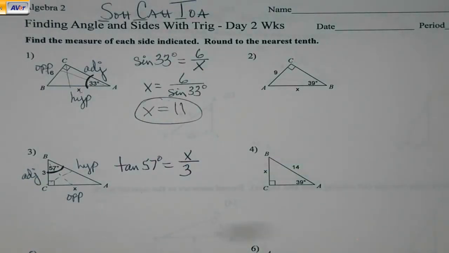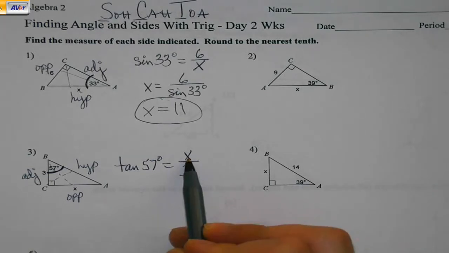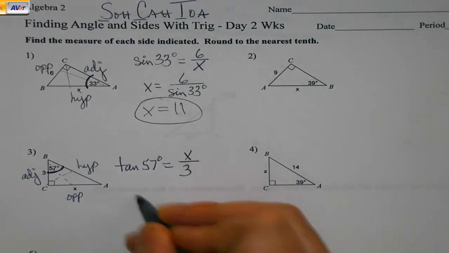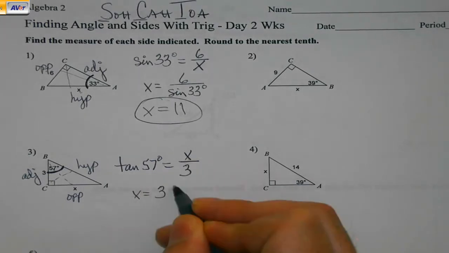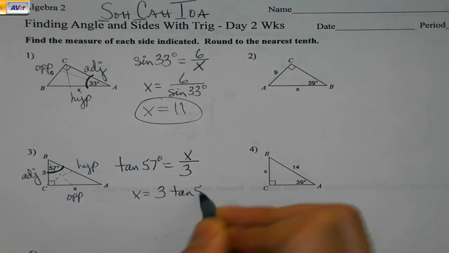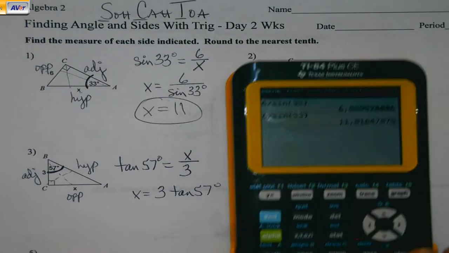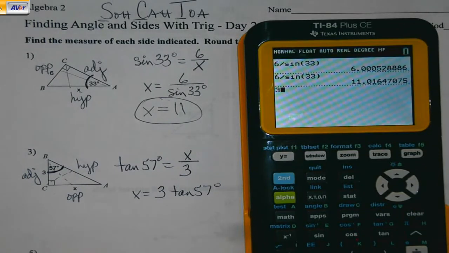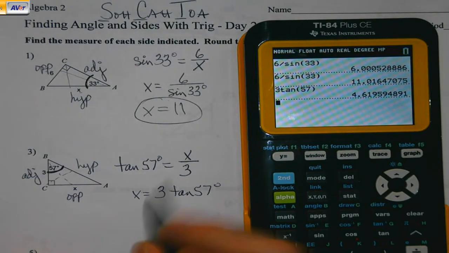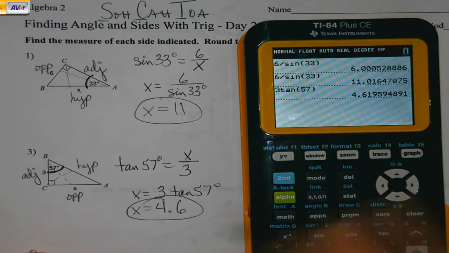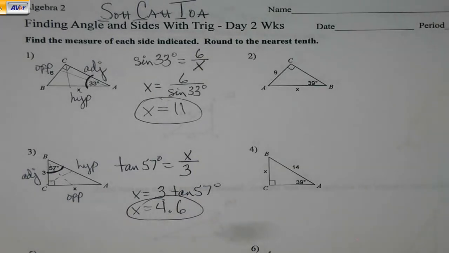And I notice this time the x is on top, which means I'm going to multiply the value in my trig function. So I'll pull out my calculator. 3 times the tangent of 57. And I get my side. So nothing too bad as far as that goes.